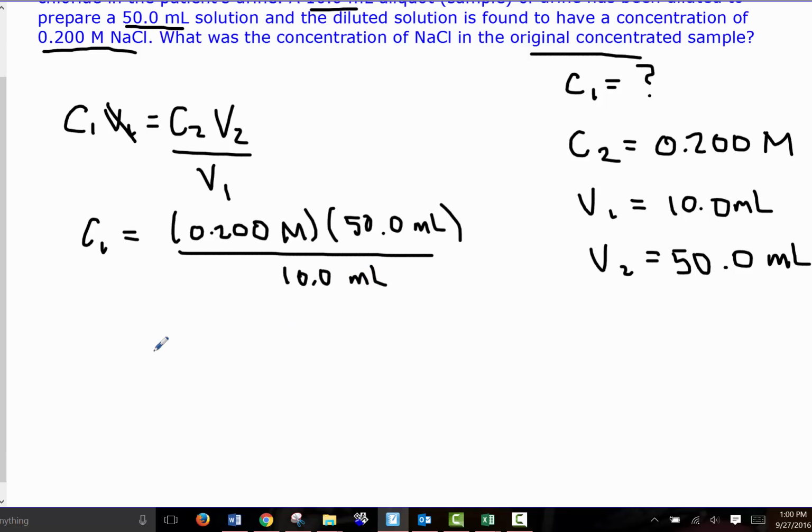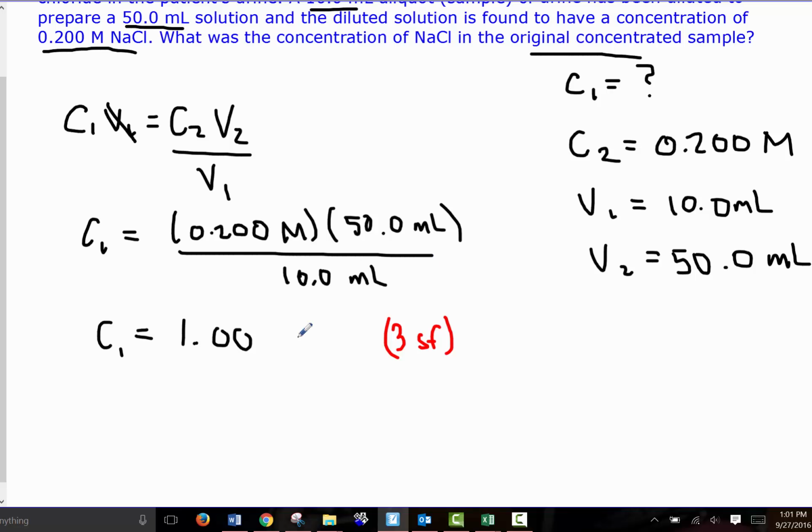Okay, so when I do the math, my answer comes out to be 1. And I've got some zeros after that. Why do I have some zeros? Let's look at sig figs for a moment before we carry on. In each one of these values, C2, V2, and V1, I had 3 sig figs. All those values contain 3 sig figs. So my answer must also have 3 sig figs because I am limited to the least precise number of sig figs in my data. Since they all have 3, the answer has to have 3.